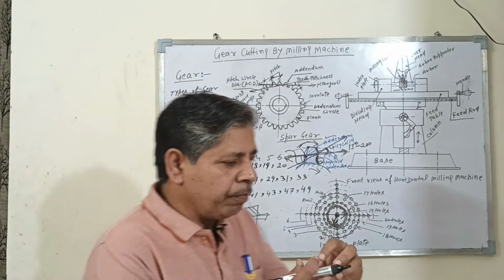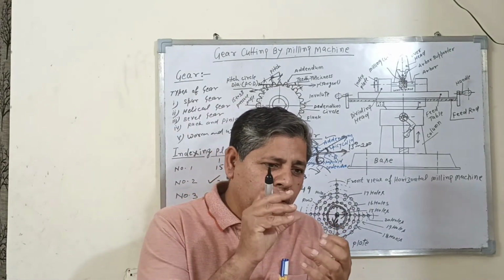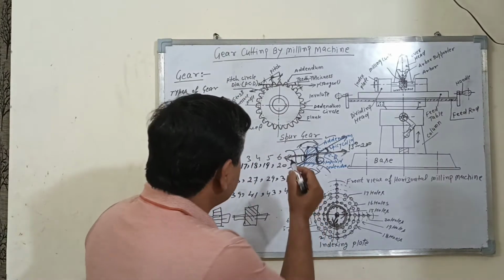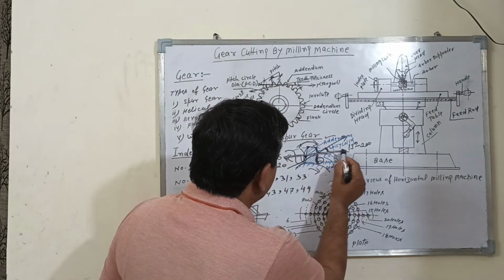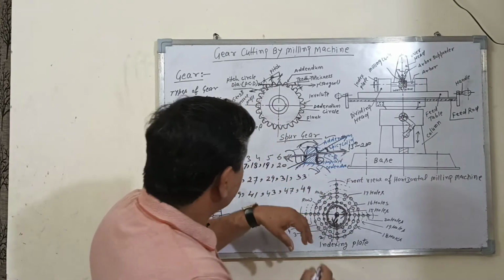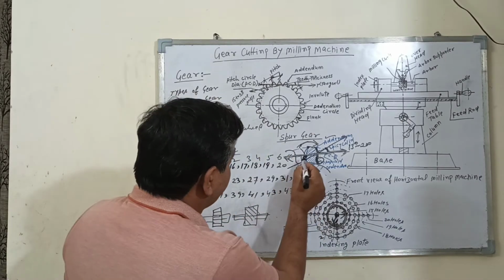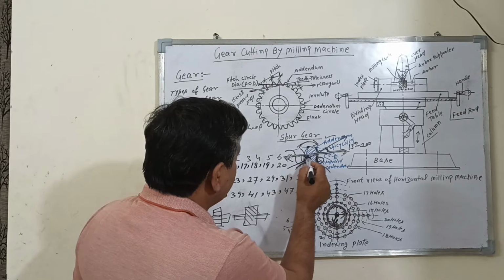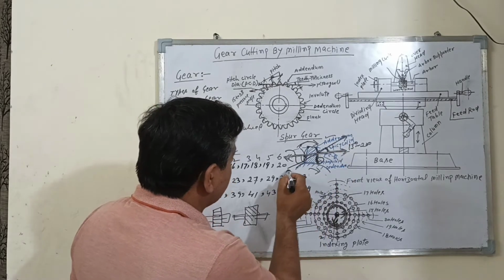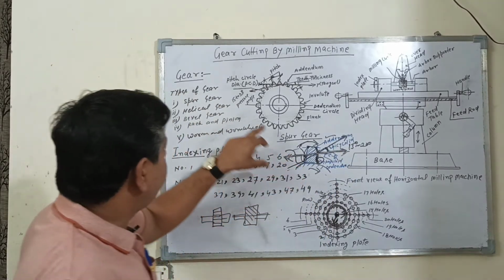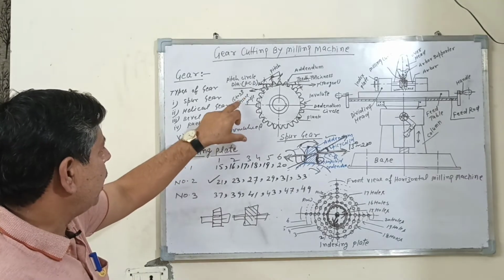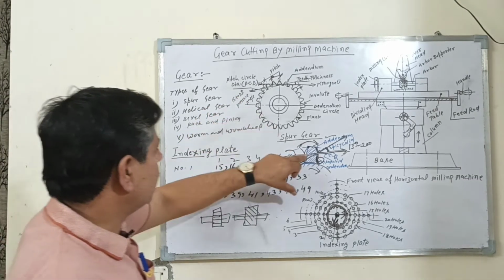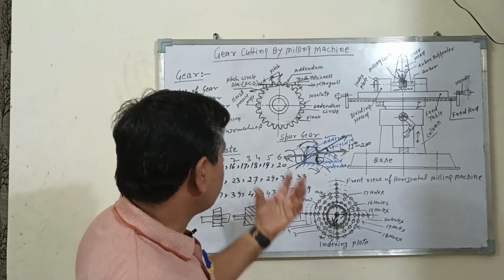When a gear gives the motion to another gear, it gives the motion tangentially. Some force is applied at this point. This point is called the pressure point. This is the pressure angle. You will take a 15 to 20 degree pressure angle. So this is how to cut the gear.